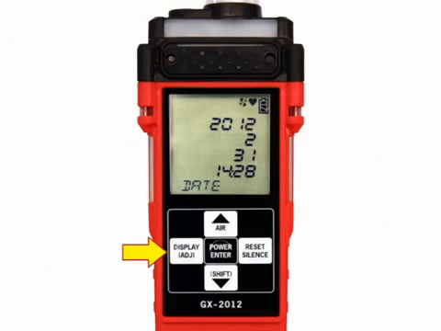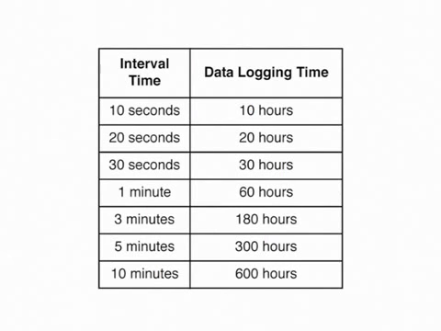Press and release the Display Adjust button again to proceed to the Remaining Log Time screen. The Remaining Log Time screen displays the time remaining until the data logger memory is full. The remaining log time depends on how often the GX2012 stores data to the data log, how many channels are active, and how often the GX2012 is turned on and off. The table shown illustrates how much data logging time is available for the various interval times. It assumes that the unit is set up with all 5 sensors and there are no alarm occurrences.